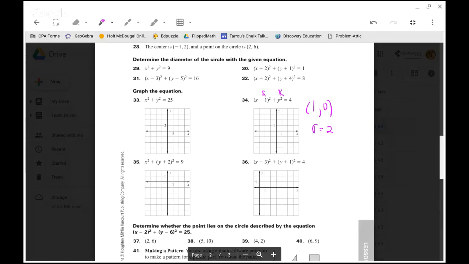So then you're just going to go to 1, 0 and put a point. That's your center. And since your radius is 2, that means you can go out 2 points and put a dot, down 2 points, put a dot, go to the left 2 points and put a dot, and go up 2 and put a dot. And then it's not going to be very good because it's on the computer, but just connect everything.